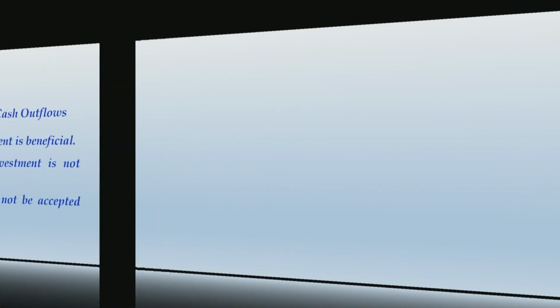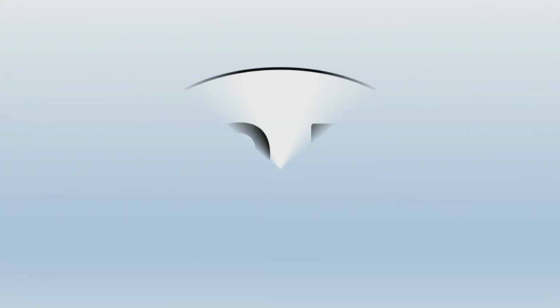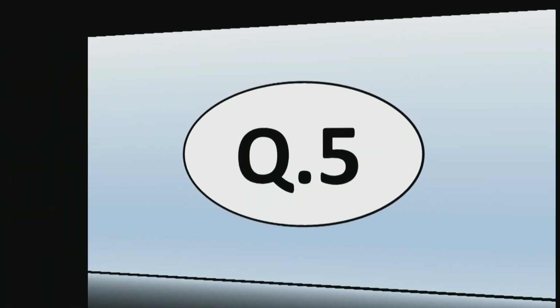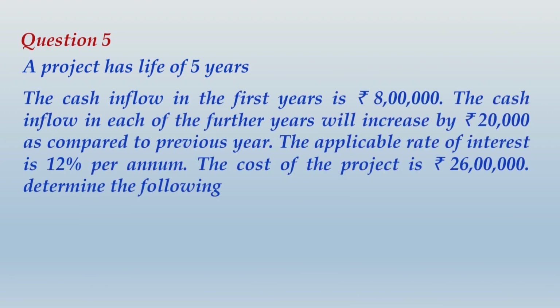Let us move ahead and take up a calculative example on the same that will be given as in question number 5. Let us read this question. In question number 5, what is given? A project has a life of 5 years. The cash inflow in the first year is rupees 8 lakhs. The cash inflow in each of the further years will increase by rupees 20,000 as compared to previous year.